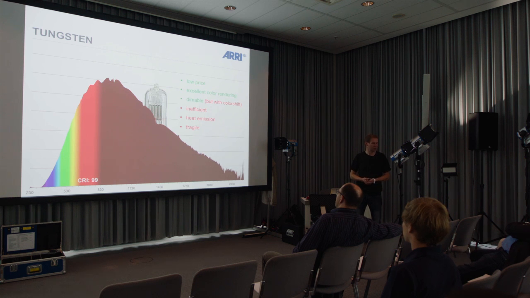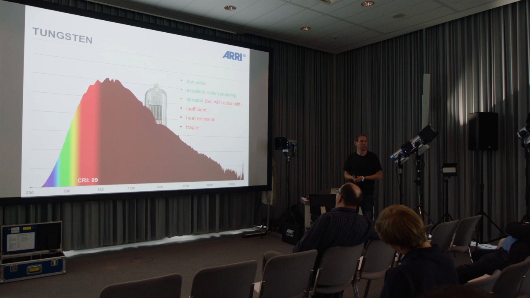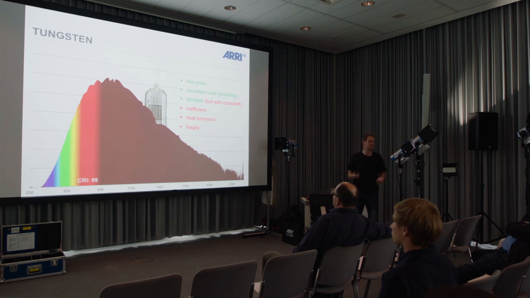There are also some advantages of tungsten, of course. We still sell tungsten. Many people still use tungsten. One reason is it's a very cheap technology. We have a very good color quality if you work with tungsten. And they're also dimmable, especially for studios. Studios around the world used to work with tungsten because they are dimmable. Now they switch to LED because LED is also dimmable. And the good thing about LED, they can be dimmed without any color shift.